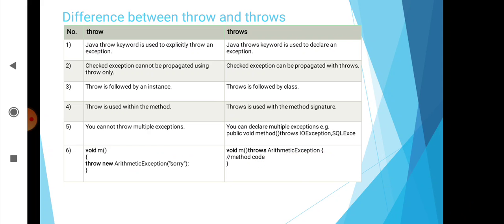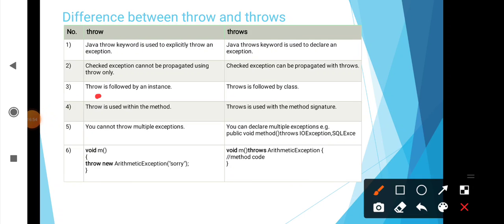Then the difference between throw and throws. The Java throw keyword is used to explicitly throw an exception. The Java throws keyword is used to declare an exception. A checked exception cannot be propagated using throw only, but with throws a checked exception can be propagated. Third, throw is followed by an instance, but throws is followed by a class. Throw is used within the method. Throws is used with the method signature.